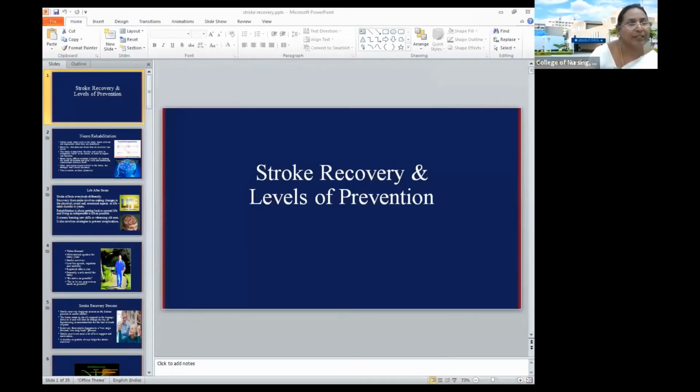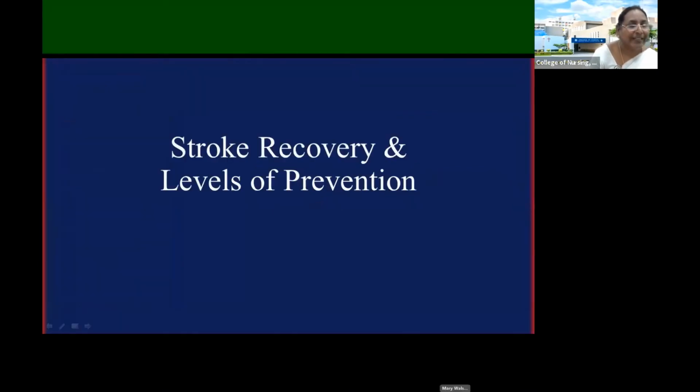I'm back with another topic, which I have called stroke recovery and levels of prevention. All I'm going to say in this particular slide is about rehabilitation after stroke.